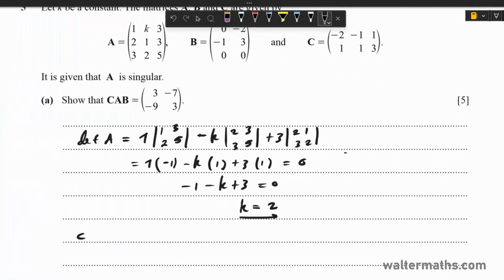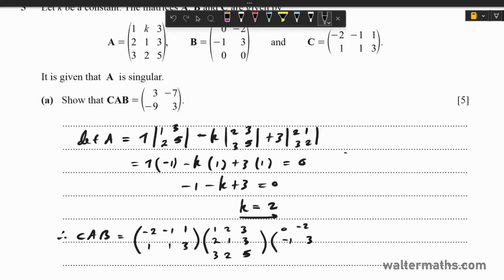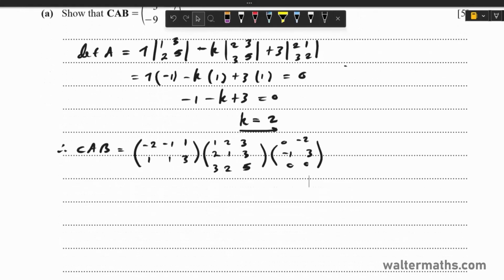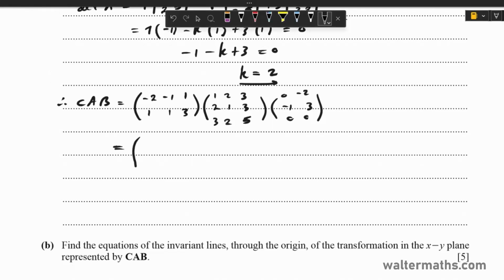So when we then say CAB, it is going to be the matrix C, which is minus 2, minus 1, 1, 1, 1, 3, and the matrix A, which is 1, and in place of K, we put 2, so 1, 2, 3, 2, 1, 3, 3, 2, 5, and the matrix B, 0, minus 2, minus 1, 3, 0, 0. So these are the three matrices we are multiplying. I'll take the first matrix as it is, minus 2, minus 1, 1, 1, 1, 3, and I'll multiply these two matrices.